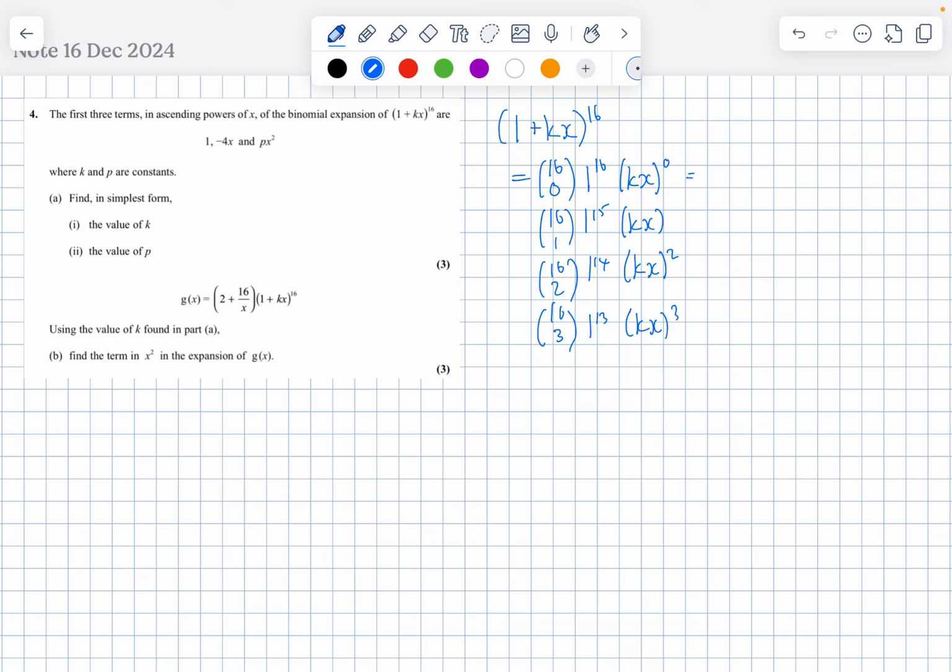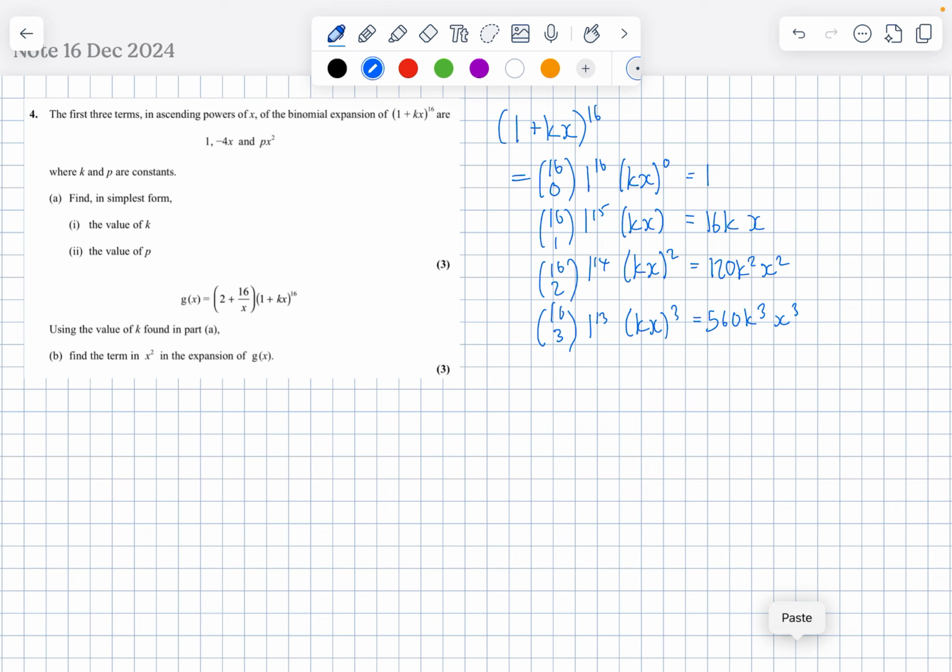Well, the first one is just 1. The second one is 16kx. The third one is 120k squared x squared. And the last one is 560k cubed x cubed. Right, now we're told the first three terms are 1 minus 4x and px squared.